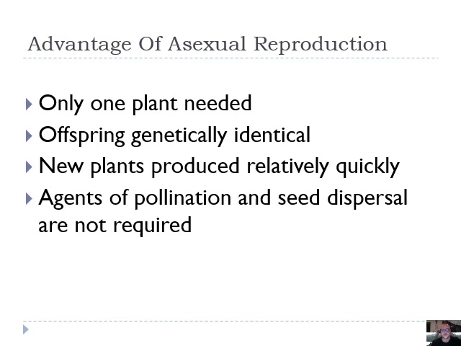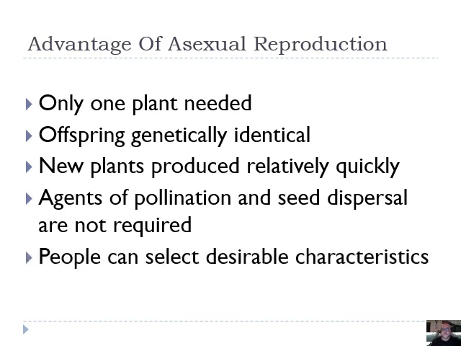Agents of pollination and seed dispersal are not required whatsoever, because there's no pollen and there's no ovules. So it will just go through the process of mitosis extremely rapidly, and through that extreme rapid reproduction, it will then produce new plants.